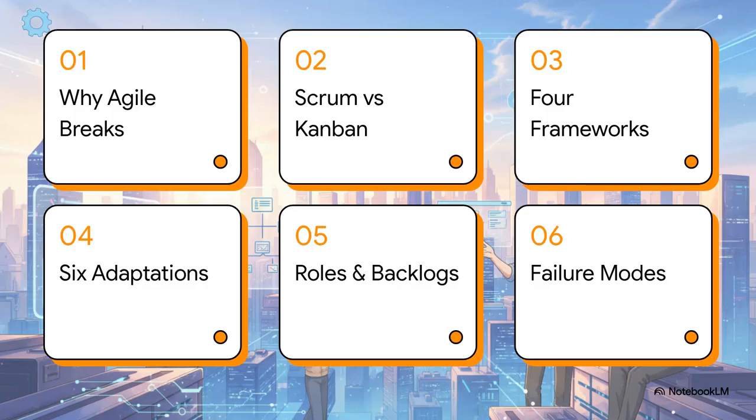All right, so here is our roadmap for the day. We're going to start with why traditional Agile breaks, then we'll compare Scrum versus Kanban for AI, and unpack 4 specific frameworks for AI work. After that, we'll cover 6 essential AI adaptations, dig into roles, backlogs, and what done actually means, and finally wrap up with some really common AI Agile failure modes. Let's get right into it.